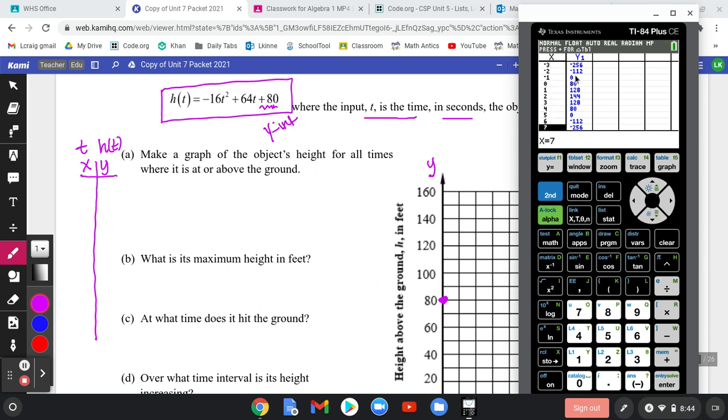We're just going to graph the positive y values because we can only have a positive height. So we have negative 1, 0. I'm just going to copy all these down. 0, 80. 1, 128. 2, 144. 3, 128.